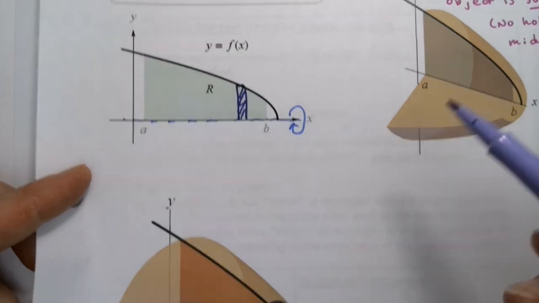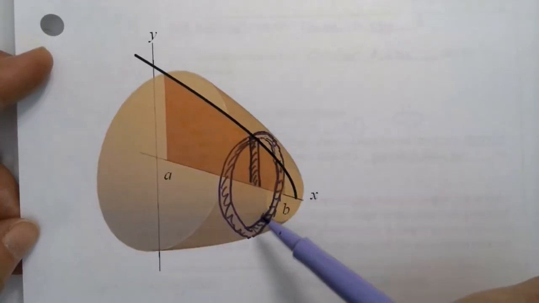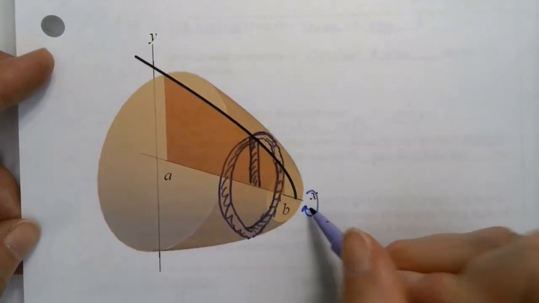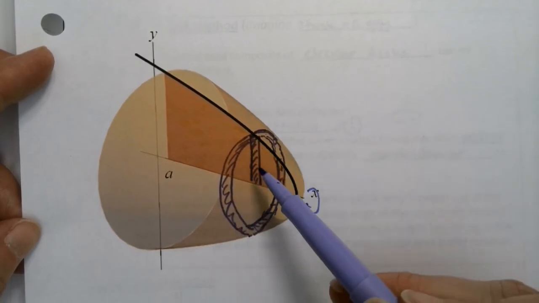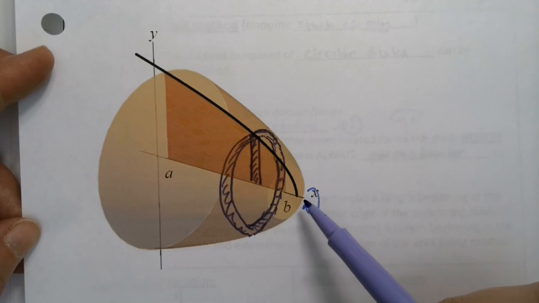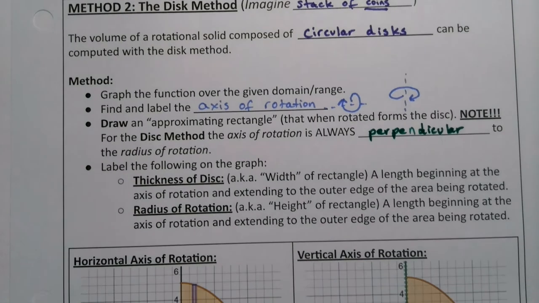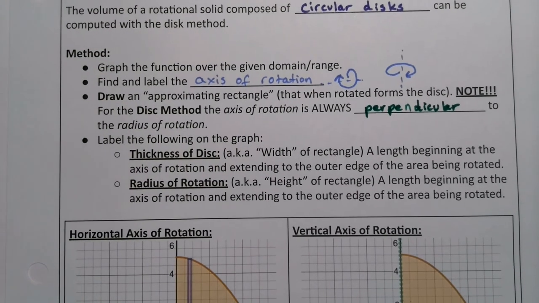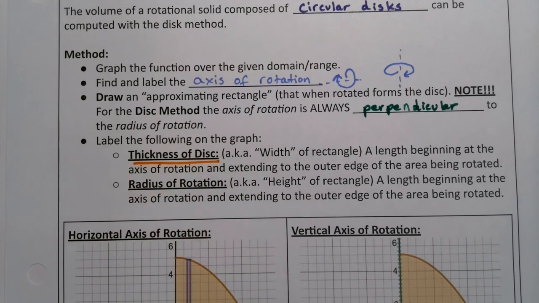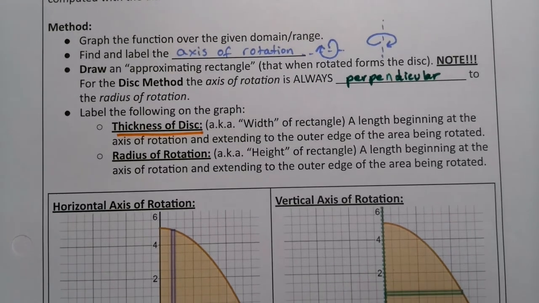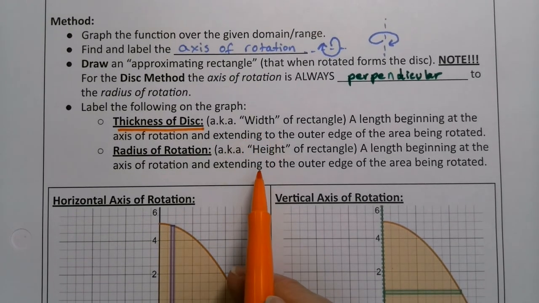And when you do that, that little rectangle there forms this disc because you're spinning this way. So it forms that disc. So you have to draw that rectangle perpendicular to that axis of rotation. Okay. So it's always perpendicular. You label the thickness of your disc, always, right? And then you label your radius of rotation, which is going to be the hardest part, which is, in other words, you're doing the width and the height of your rectangle.